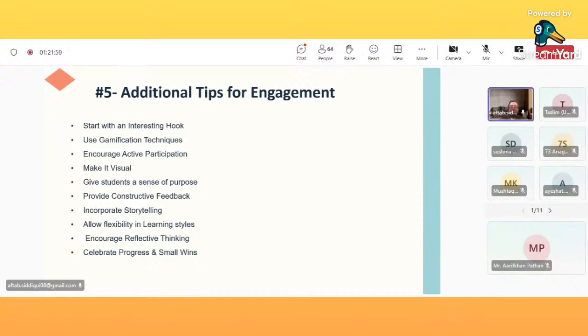So, as I said, reflective thinking will help the student at the end of the lecture. You need to ask a question which helps the student reflect on what they have actually learned in the entire 1 hour, and ask a question based on that. And again, celebrate progress in small wins. Whatever the small thing they do, always celebrate that.